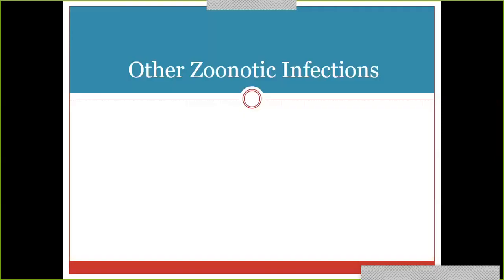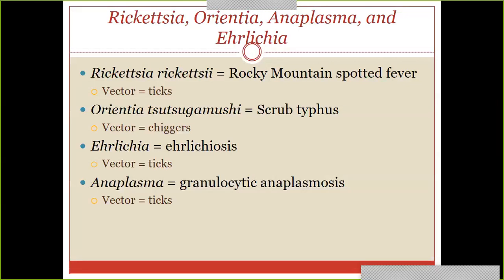And then other zoonotic infections, we have a few oddball ones here. Rickettsia rickettsii is Rocky Mountain spotted fever, passed by ticks. Orientia tsutsugamushi is scrub typhus, passed by chiggers. Ehrlichia causes ehrlichiosis, passed by ticks. And Anaplasma looks pretty much just like Ehrlichia, passed by ticks as well.